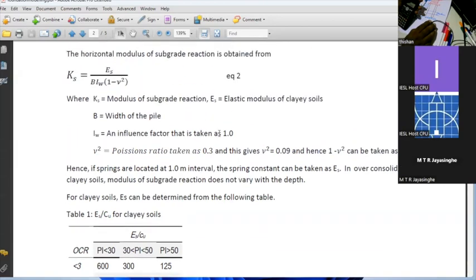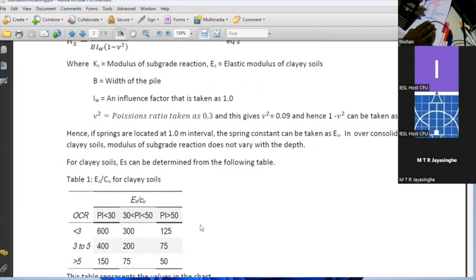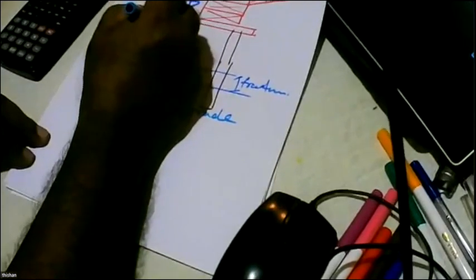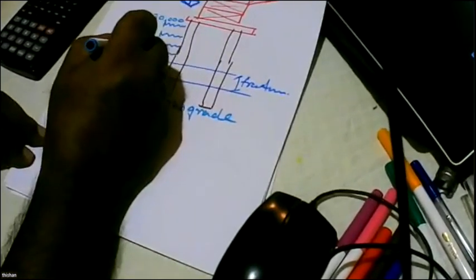Because if the pile is 1.5 diameter, you get ES divided by 1.5. But when you multiply it by the area, 1.5 multiplied by 1, again you will end up with ES. So basically, this value also does not vary with the depth of the soil. If I stop sharing, I can show you how this can be modeled. So this is 30,000.